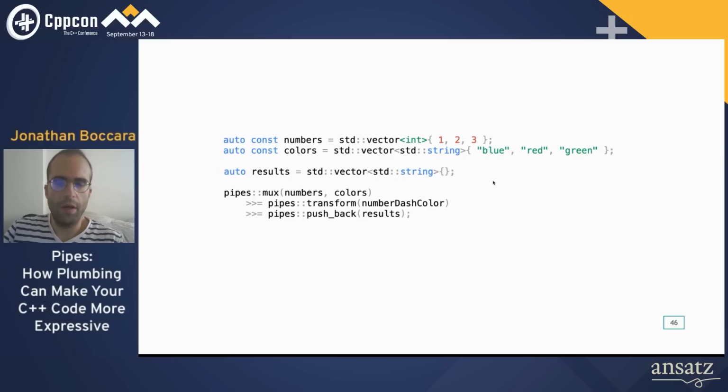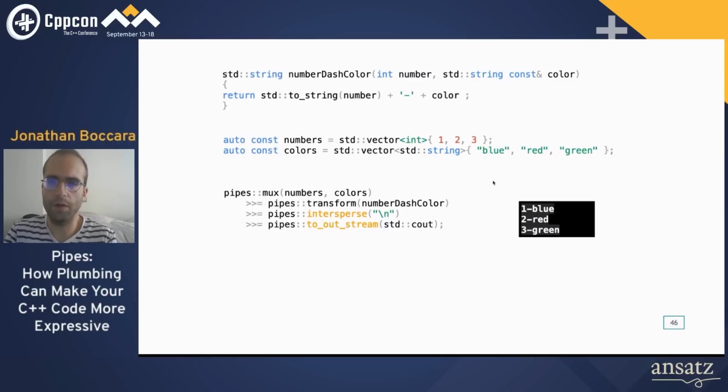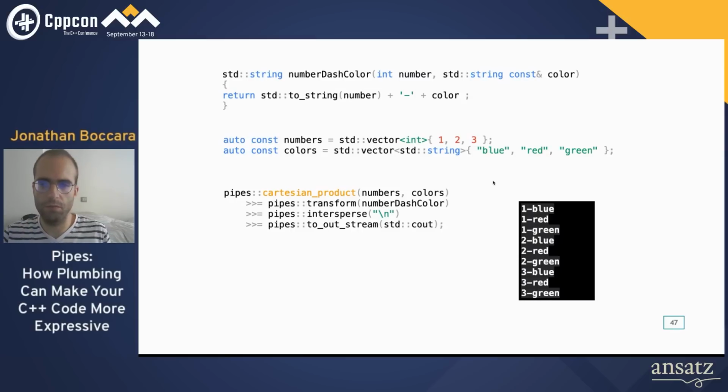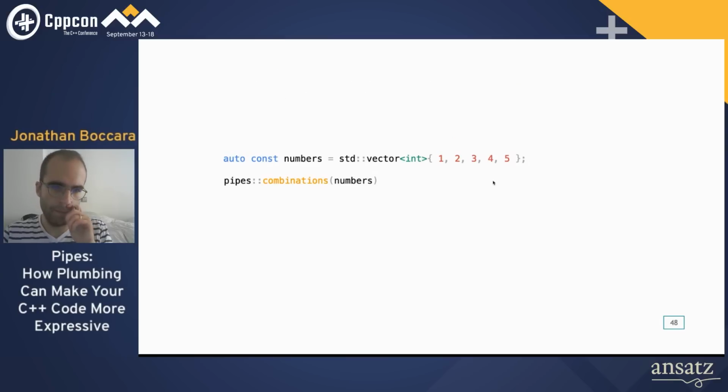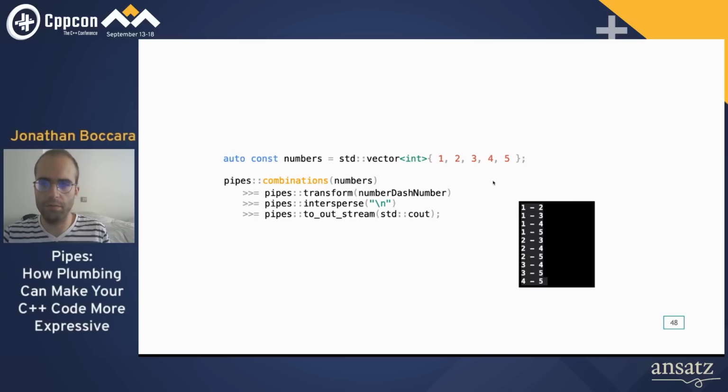MUX is one way to associate collections together. Just for the sake of the example, we directly print out the results through the cout stream, for example, with those pipes, which lets us experiment with other pipes. So other than MUX, we can combine the two collections to create all possible combinations between the two collections, with Cartesian products, and still using no tuple. Or we can create all the combinations between two elements of the same collection.